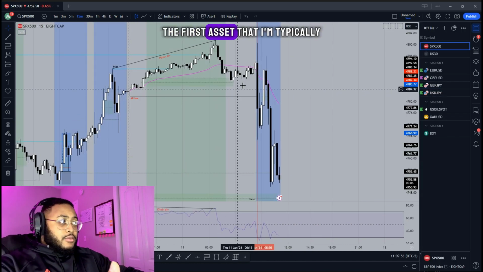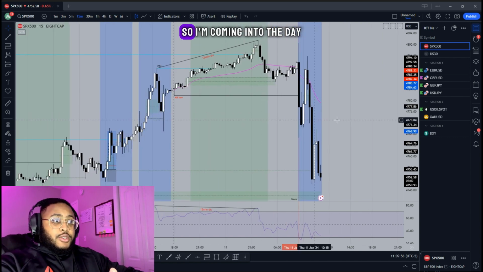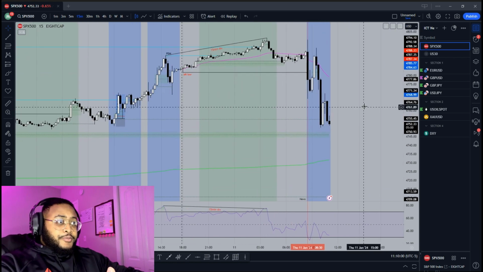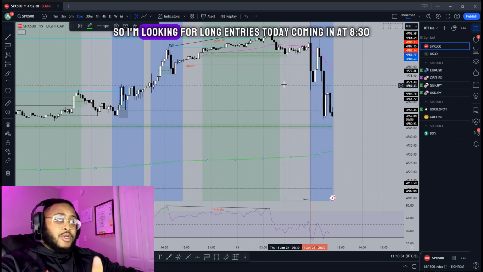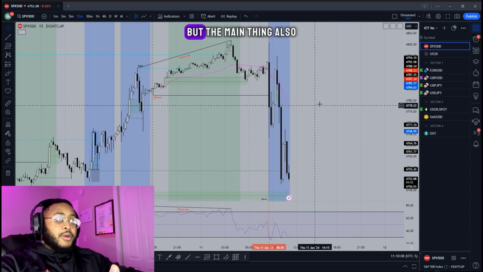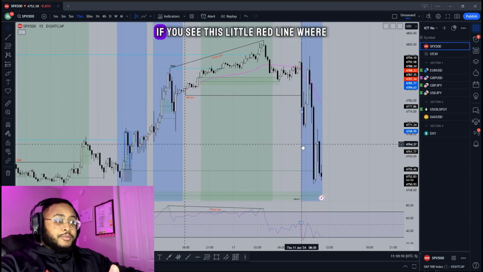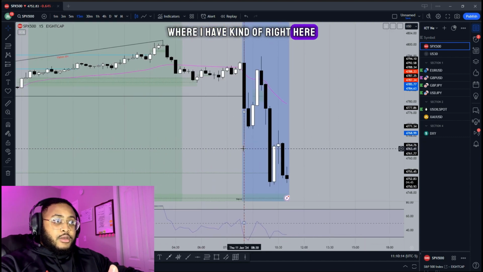So, the first asset that I'm typically starting off with is S&P 500. I'm coming into the day, price action is above my daily anchor VWAP, so I'm looking for long entries today coming in at 8:30. But the main thing also, if you see this little red line where I have it right here.